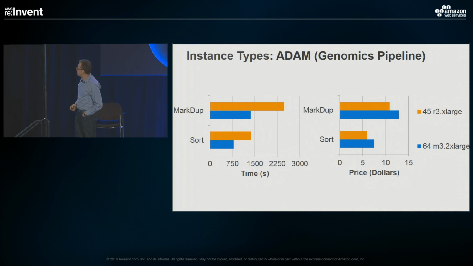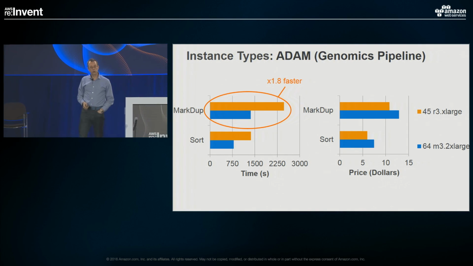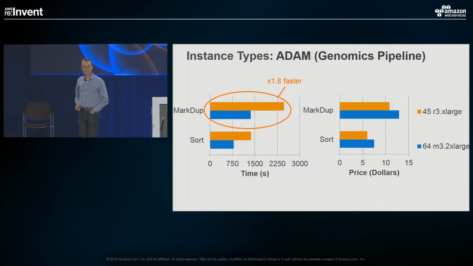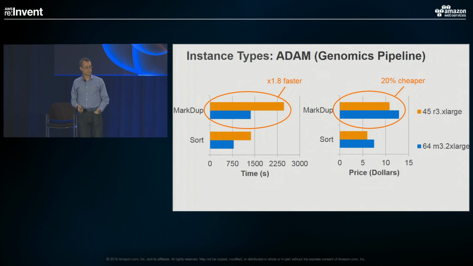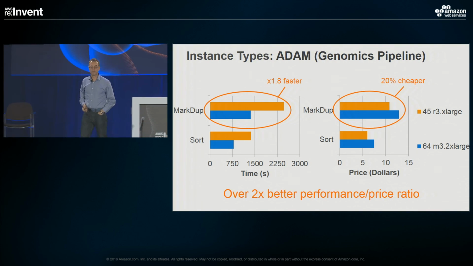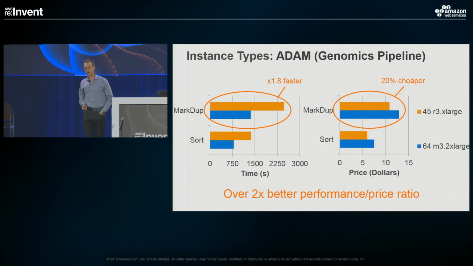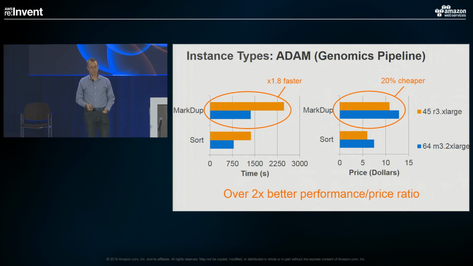So if you look at the top, if you use 45 R3 X large instances, you can do it 1.x times faster. And by the way, this will be 20% cheaper. So in this case, you can get over 2x better performance-price ratio if you use the right configuration.